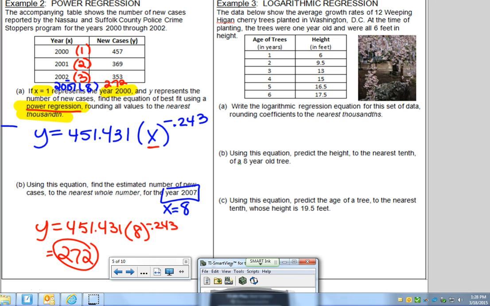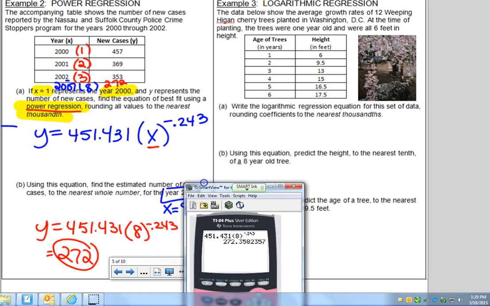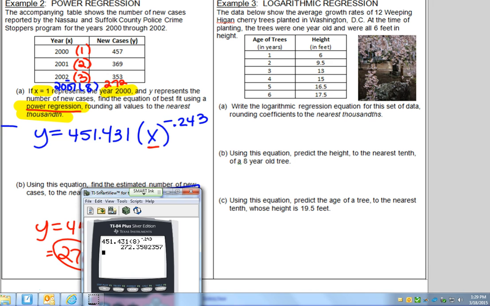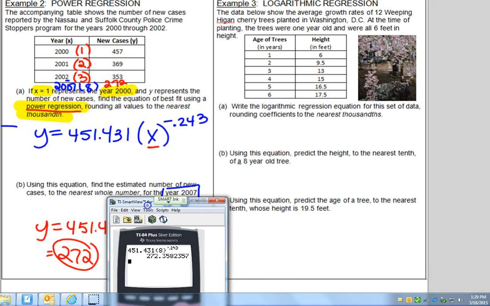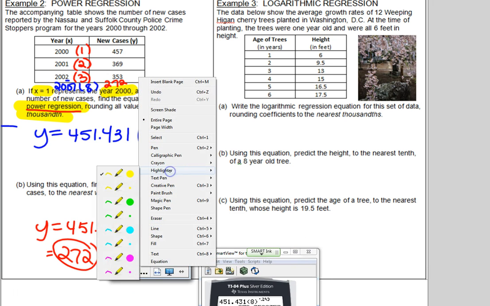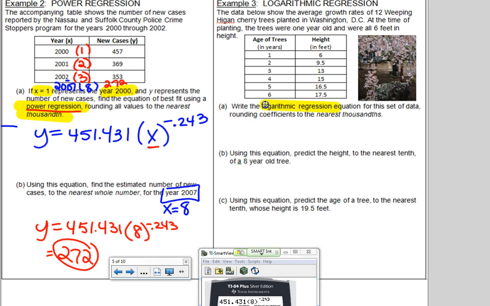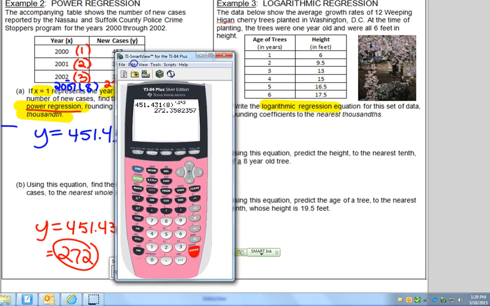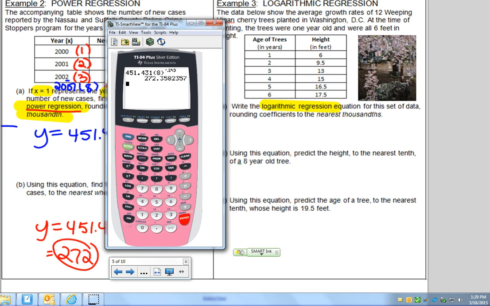Sorry. The data below show the average growth rates of 12 weeping Higan cherry trees planted in Washington, D.C. At the time of planting, the trees were 1 year old and were all 6 feet in height. Okay, so we don't have to do any changes. We're just going to type that in. And then it says to write the logarithmic regression. So again, just keep in mind what regression we're doing is just the easy part to mess up. All right, so we're going to go back and type in our new data.